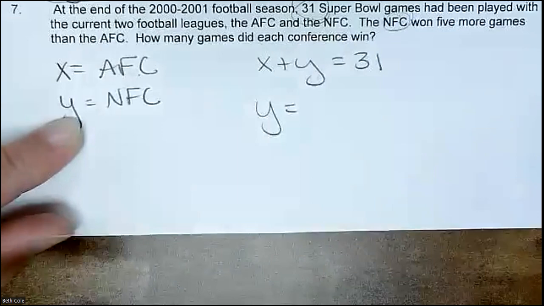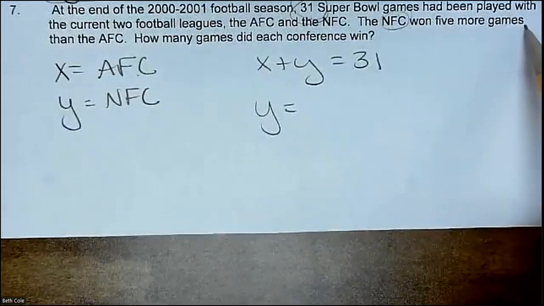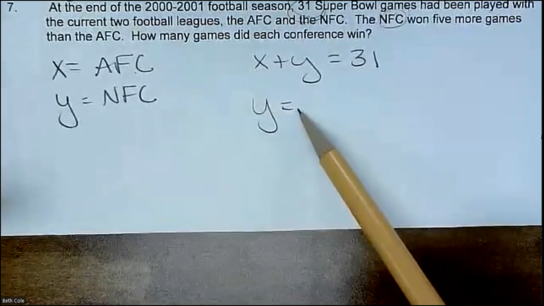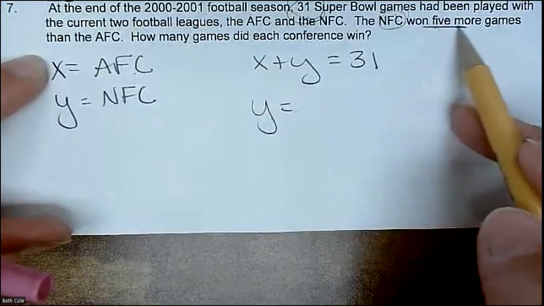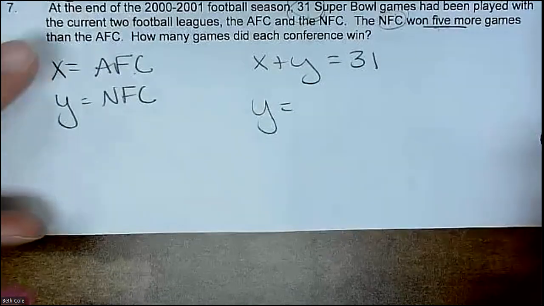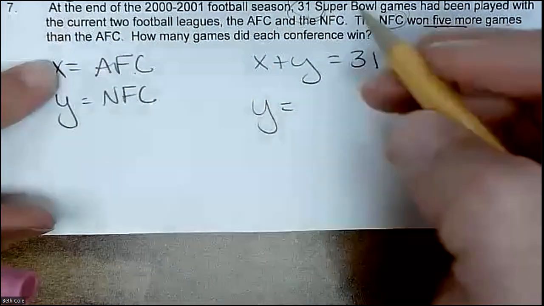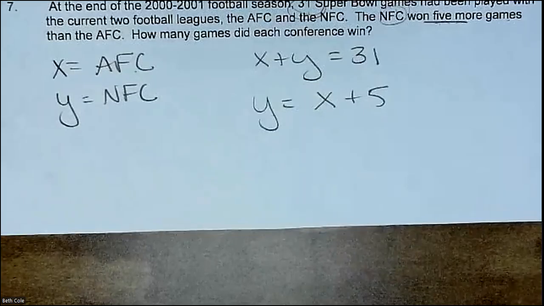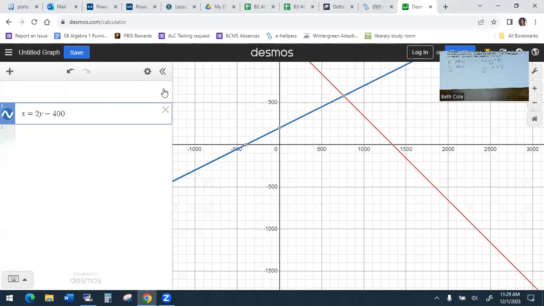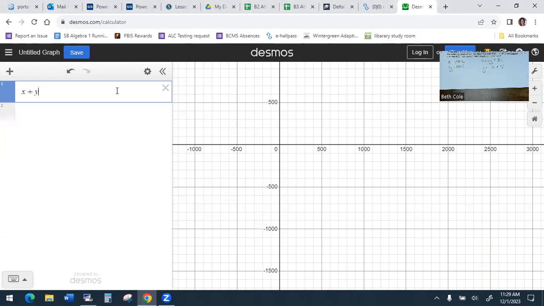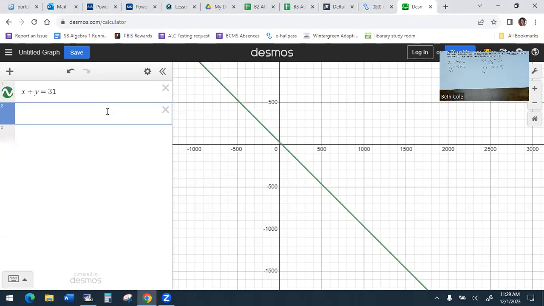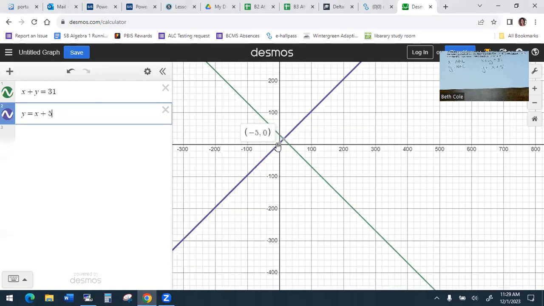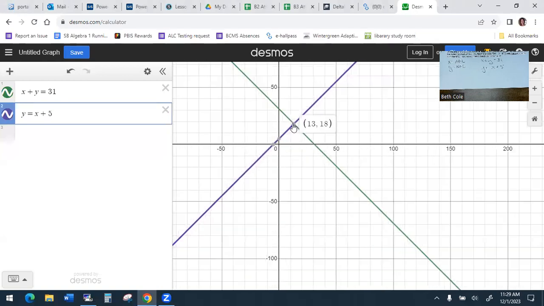Y. So Y equals NFC won 5 more games than AFC. So Y would equal, if they won 5 more, well, it's going to have to involve a variable. 5 more than AFC. Good, X plus 5, 5 more than them. And I'm going to go type it in. All you have to do is set it up and type it in. So X plus Y equals 31. And then what was this one? Y equals X plus 5. Let me zoom back in on that because I got really zoomed out there. All right, intersection. There you go. X is 13. Y is 18.